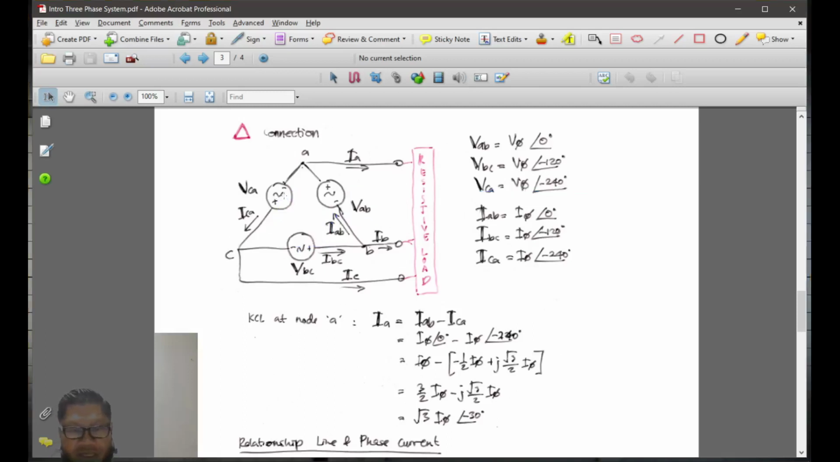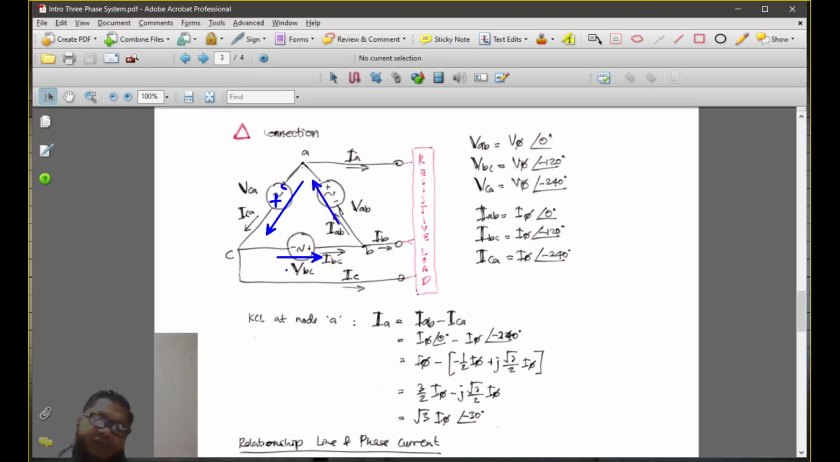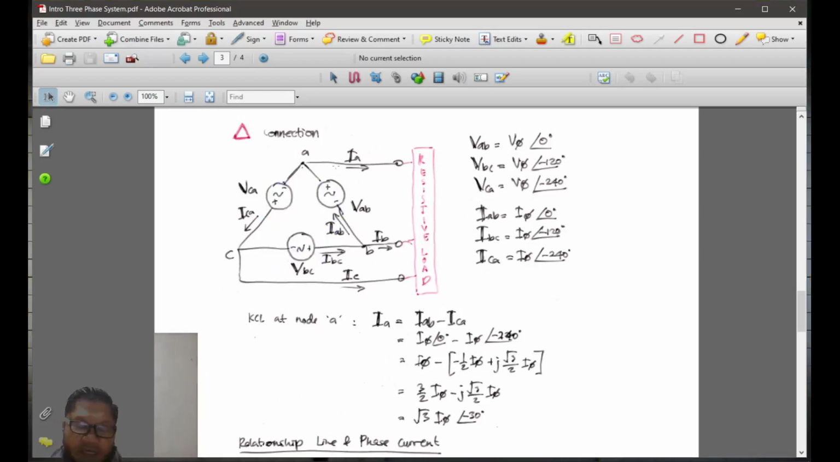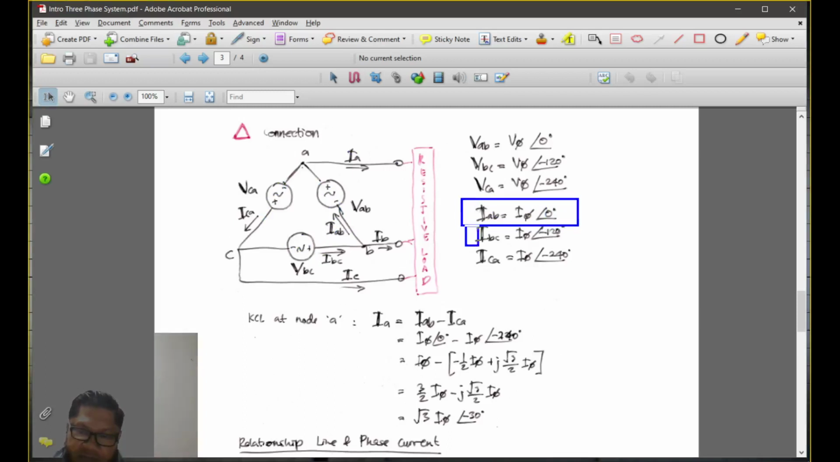So if you look here, ICA should be going that way, negative, plus. So it's always out of the positive terminal for the supply, and then this is IBC, and then you have another one, IAB. So it will flow in that direction, anti-clockwise. Therefore if you start with IAB equals I phase at 0, then you have IBC further 120 degrees. We have another one which is ICA equals I phase at minus 240.